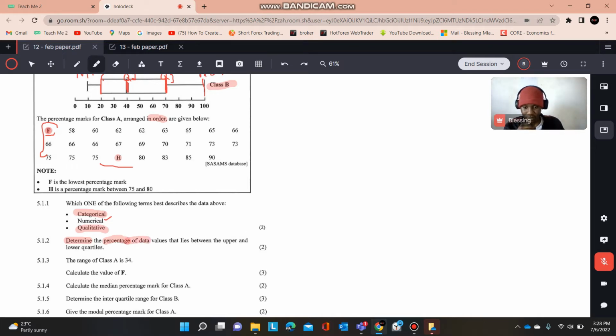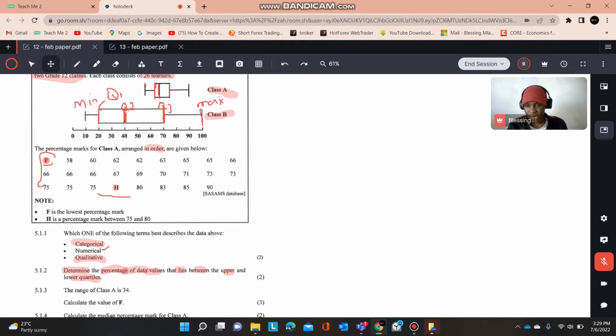Percentage of the data values that lie between the upper and the lower quartile, right? So we're looking for the percentage of data values that lie between the upper and the lower quartile. One thing to note here is they didn't tell you whether it's for class A or for class B. And I'm going to show you why, because this thing is standard. Let me just go back up.